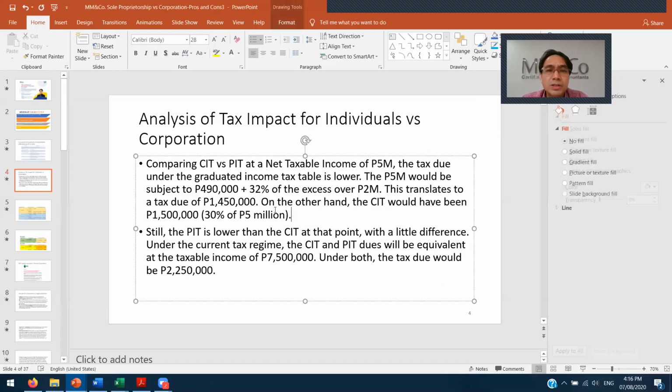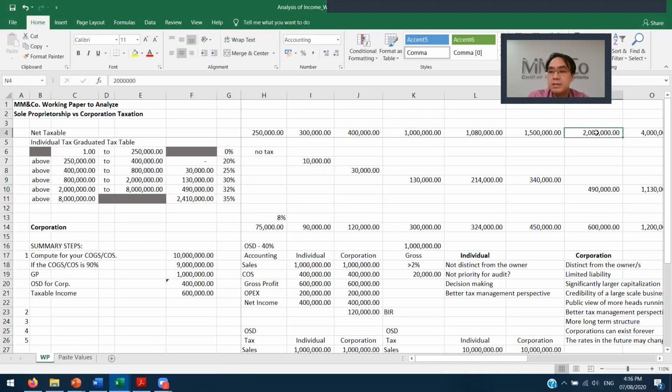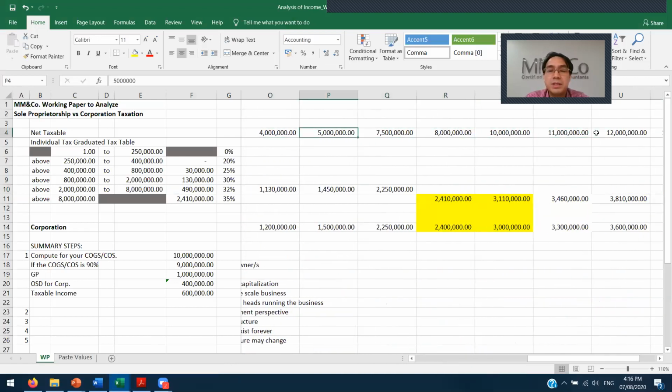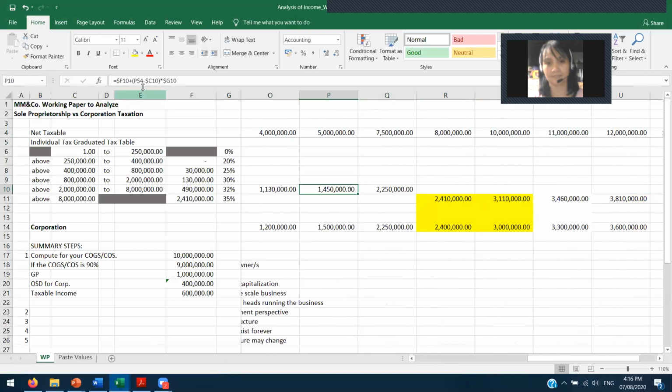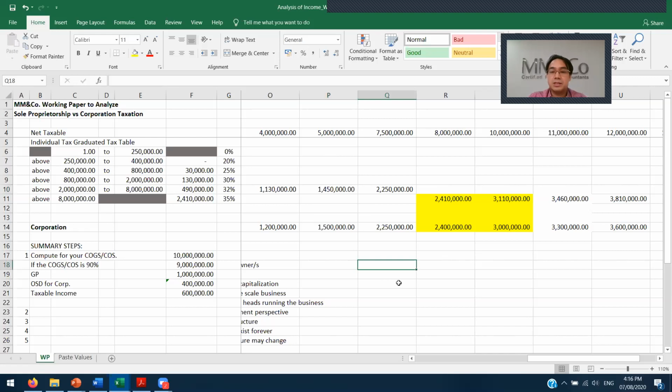Okay. So ano yung mako-compute po natin sa 5 million? So ito yung makikita natin sa 5 million. So meron kang 1,450 kasi ang formula po natin dyan is yung 490 i-add dun sa product of 32% multiplied by the difference between 5 million and 2, therefore 3 million. So kung pupwersahin natin computin dito, 3 million tapos 0.32.